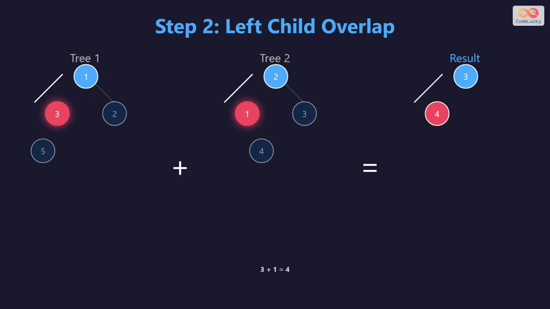Now we move to the left children. Tree 1 has a 3 and tree 2 has a 1. Again, both exist, so we add them. 3 plus 1 equals 4. This becomes the left child of our new tree.